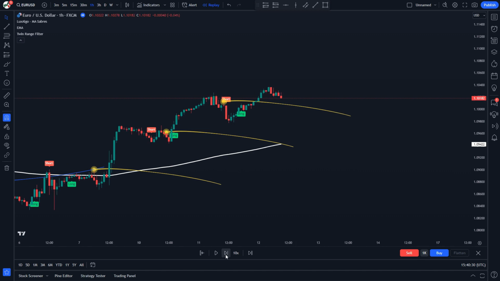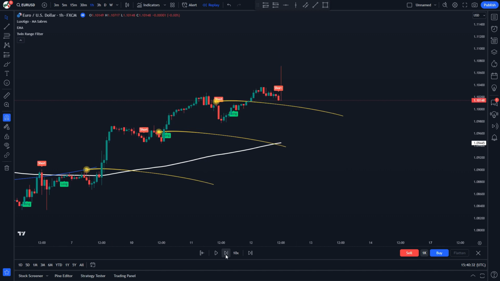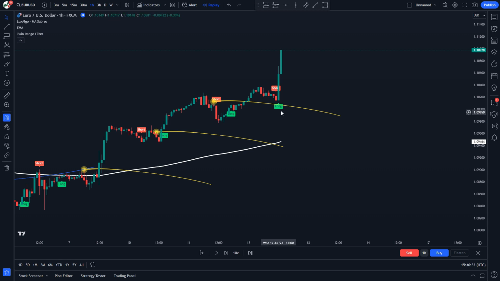Finally, the Twin Range Filter should print a buy signal to indicate the possibility of the market continuing in the bullish trend. If the buy signal is printed outside the yellow resistance line, or if the price is below the saber resistance line, we avoid making any trades.